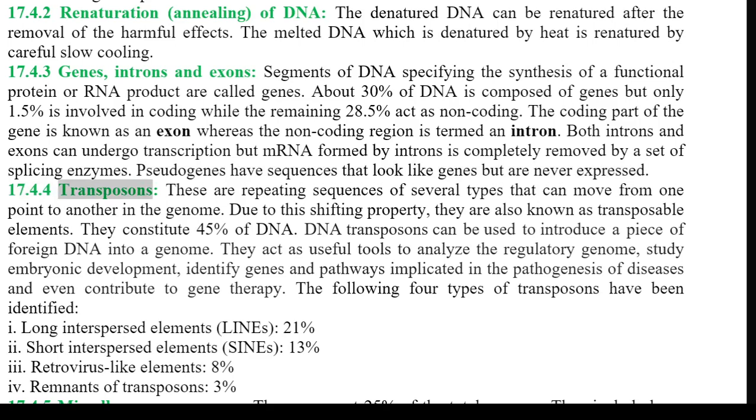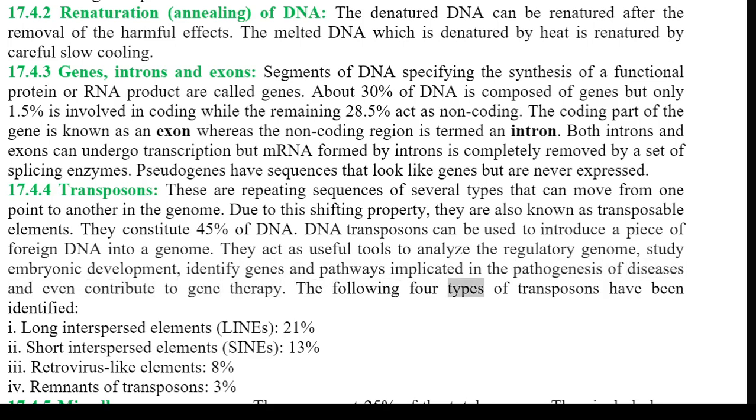17.4.4 Transposons. These are repeating sequences of several types that can move from one point to another in the genome. Due to this shifting property, they are also known as transposable elements. They constitute 45% of DNA. DNA transposons can be used to introduce a piece of foreign DNA into a genome. They act as useful tools to analyze the regulatory genome, study embryonic development, identify genes and pathways implicated in the pathogenesis of diseases, and even contribute to gene therapy.